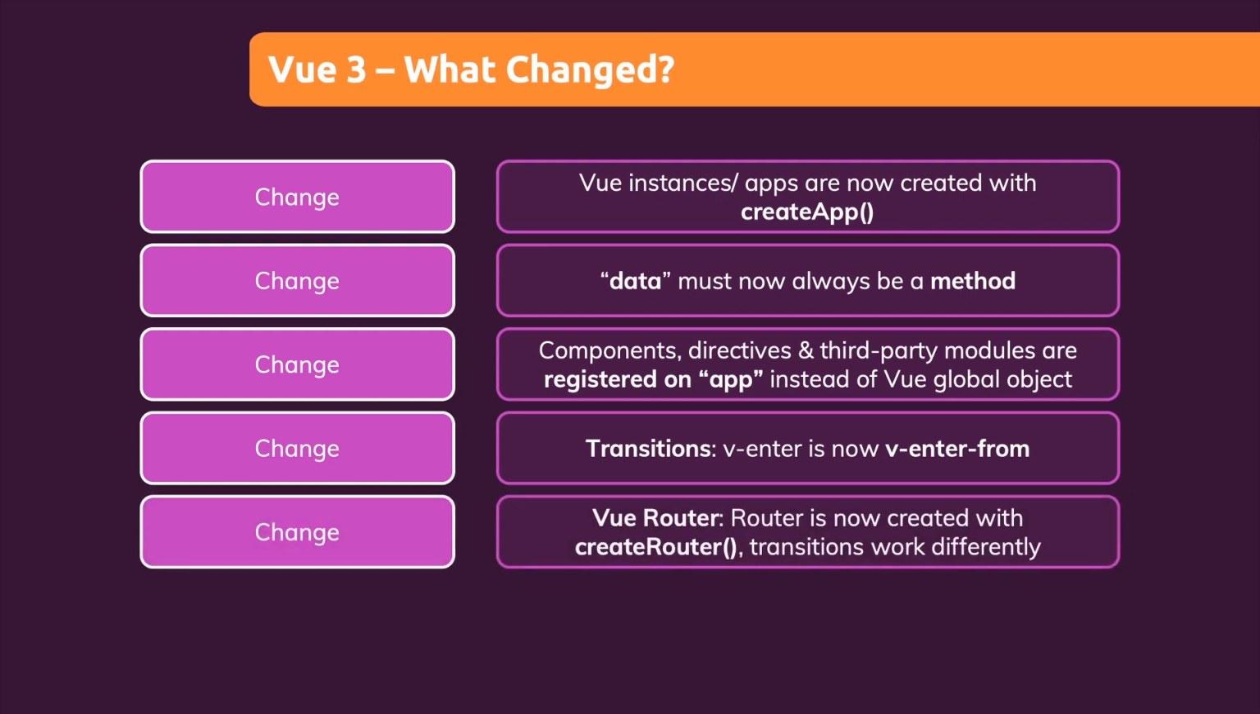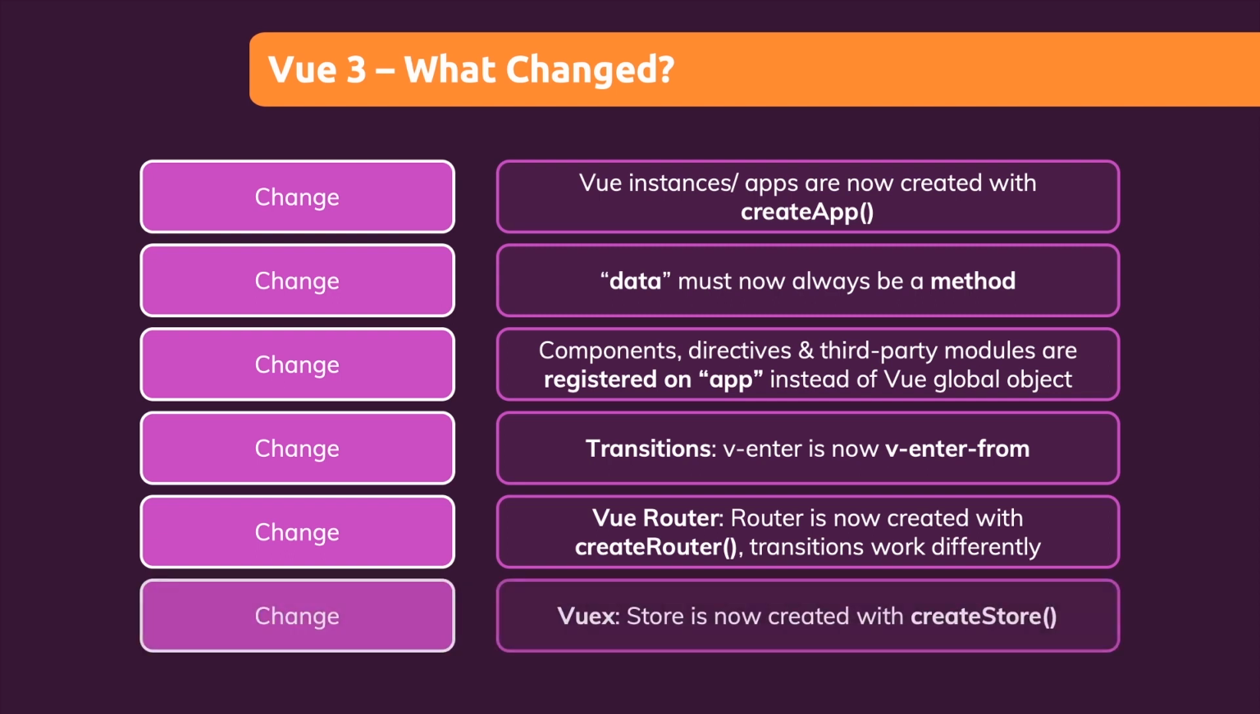Now, if you're using the Vue router, there we now also create the router differently, and transitions with the router. So if you have animations for switching pages, that also works differently now. For Vuex, it generally works as you learned it, but we now create our store differently. So these are the changes, and I'll cover them with concrete examples throughout the video.